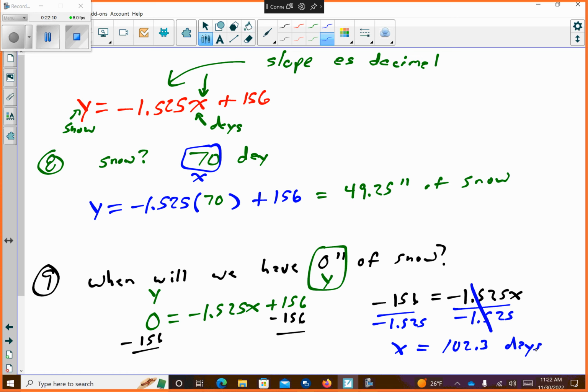So 102 days is basically 3 months. So let's see. March 21st, April, May, June. Like in the June 23rd, 24th, 25th, we won't have any snow up there. It'll all be bye-bye. Until the next big snowstorm, right, Sid?